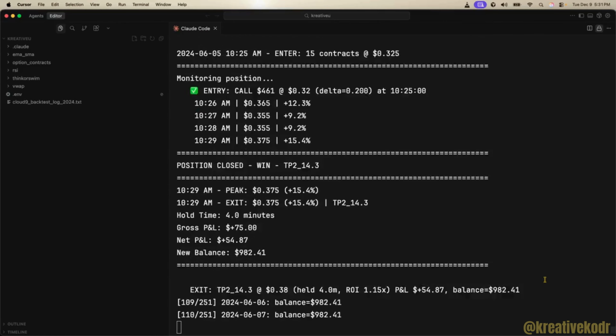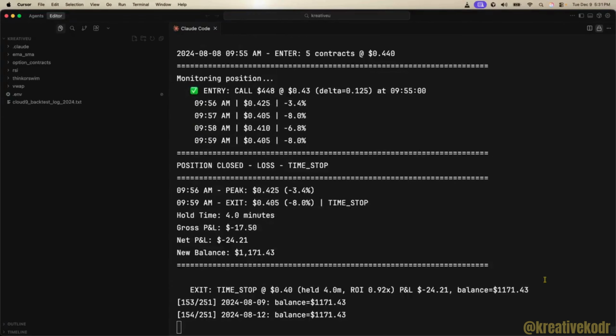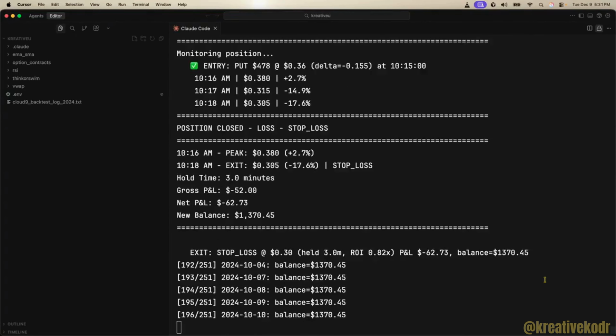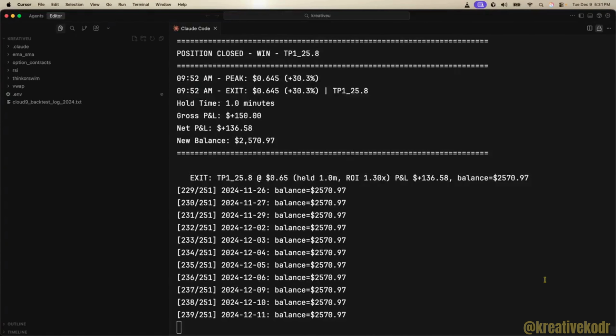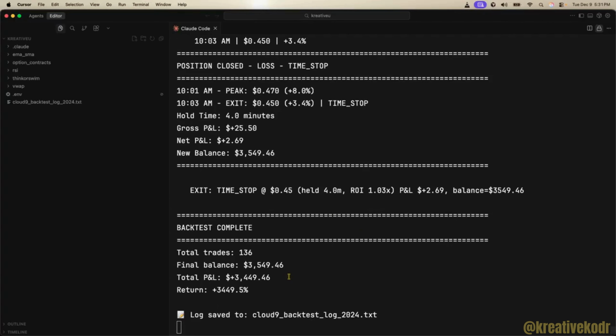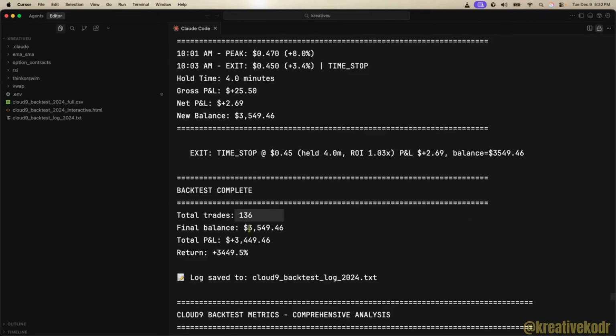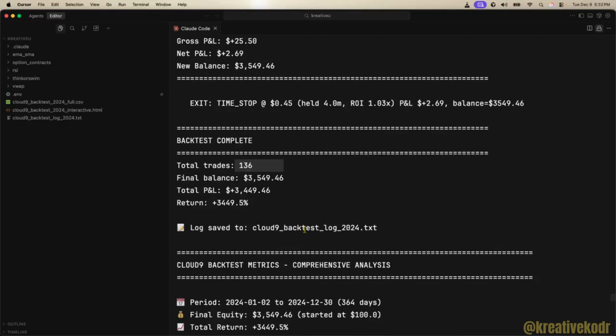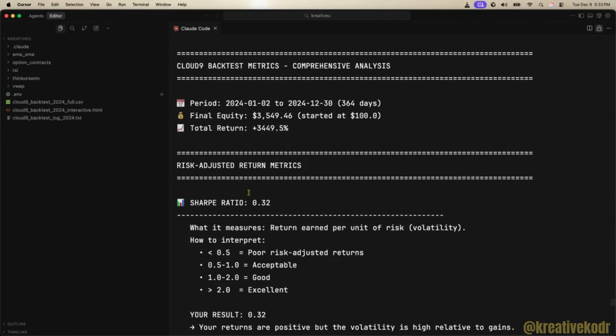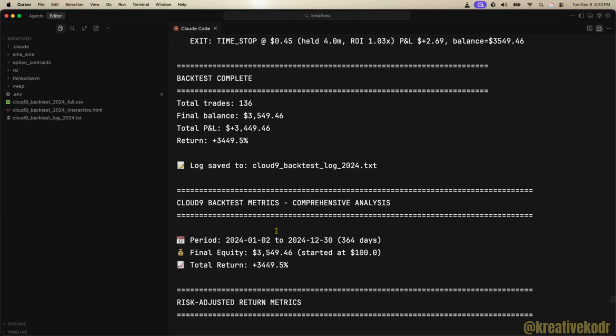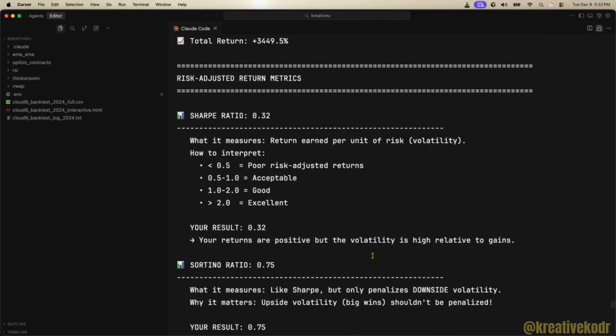All of our strategies start at $100. So we load the back test with $100 and we want to see how well it performs in that current year. So it's in 2024. It had 136 trades and went from $100 to $3,549.46. So our Sharpe ratio is 0.32. What this measures is the return per the risk, right? So our 0.32 is a bit poor, but I want you to think about the return from 100 to 3,500, right? So there's a bit of a trade-off here.